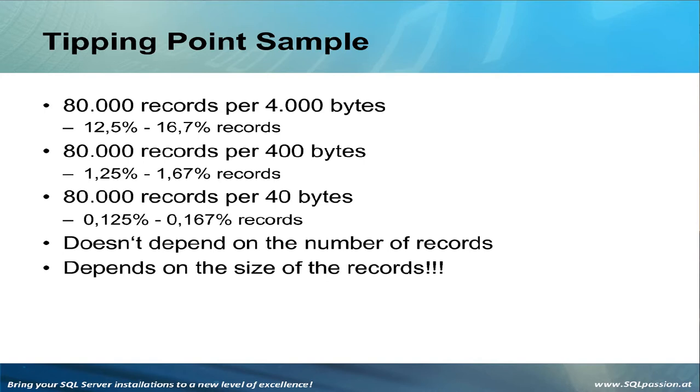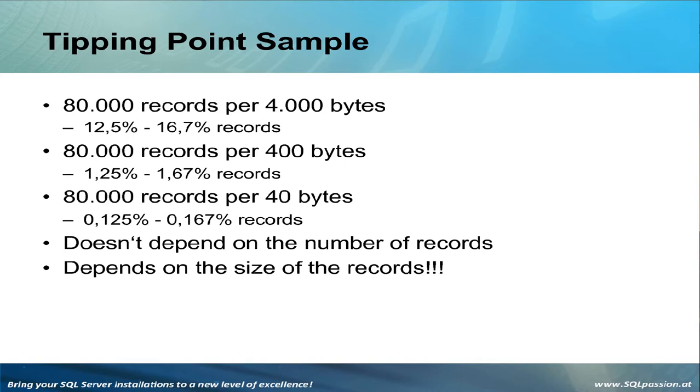Imagine we are again dealing with 80,000 records, but every record is only 40 bytes long. Very, very small. In that case, our tipping point is somewhere between 0.12 and 0.17%. You're just reading a few rows from that table, and SQL Server doesn't use your non-clustered index. Your non-clustered index is just useless. Just think about that. Because it's an almost good non-clustered index.